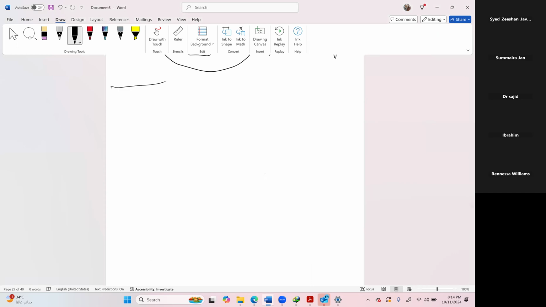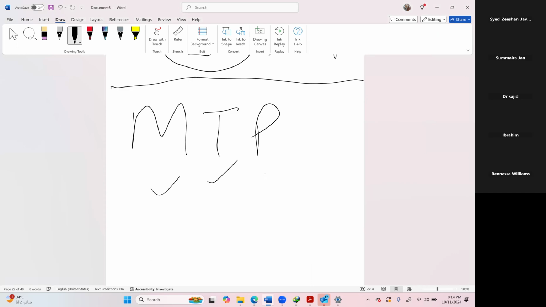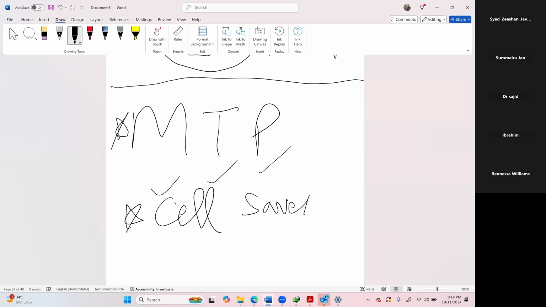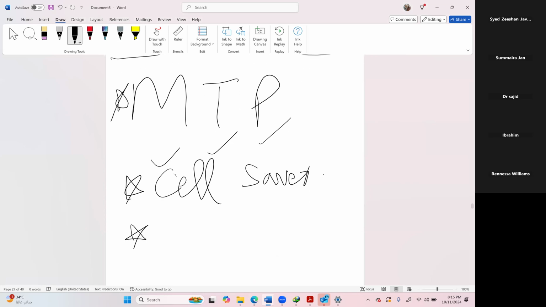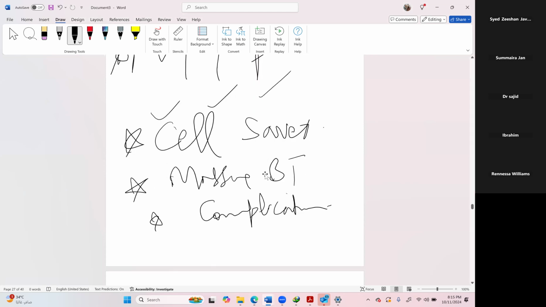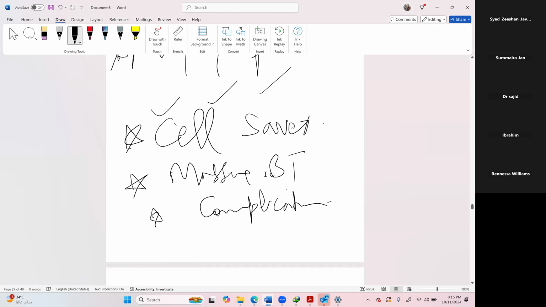Some of the things you should be knowing. One word you might need to say is MTP, massive transfusion protocol. So this is one thing you should be knowing. Then another word will be cell saver. Then another thing will be massive blood transfusion and complications related to it. Okay, this is another thing. I will just try to tell you some words.